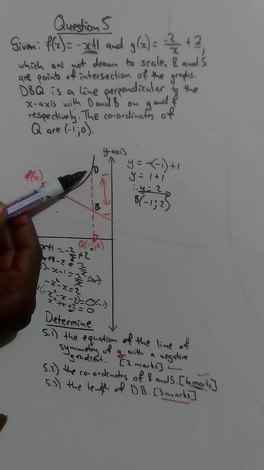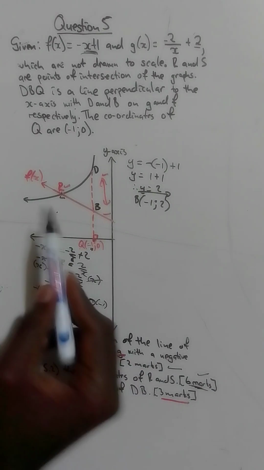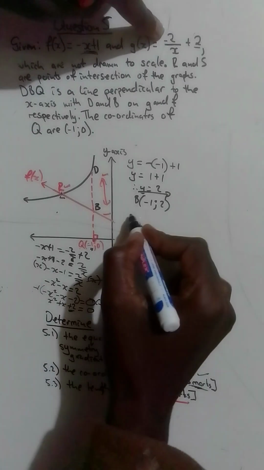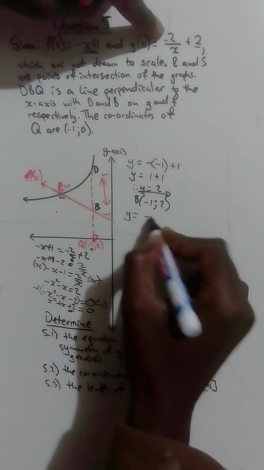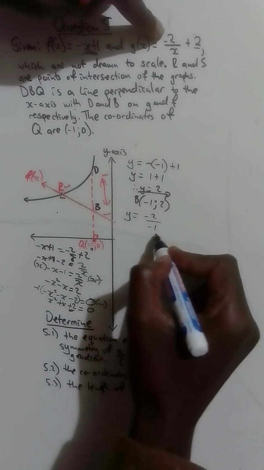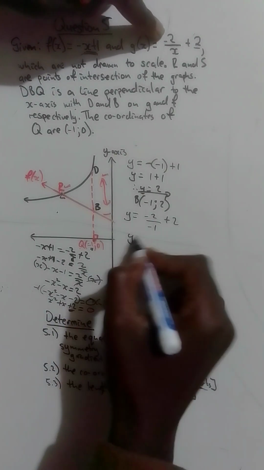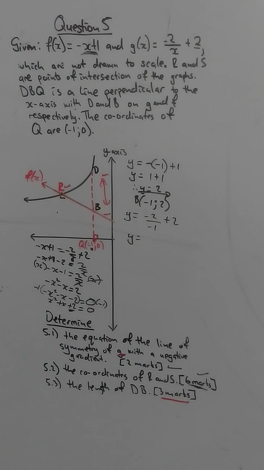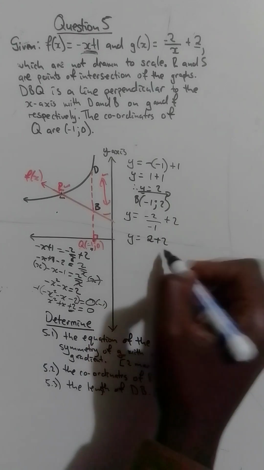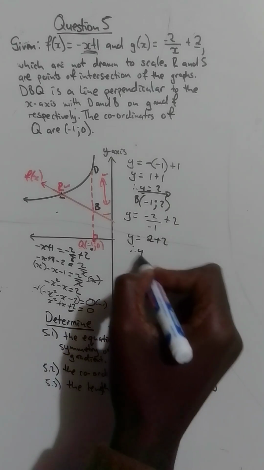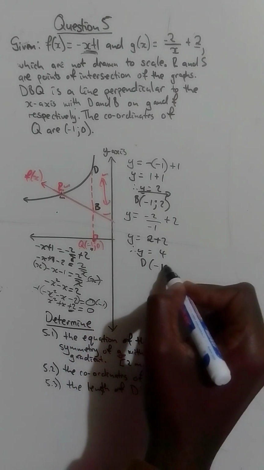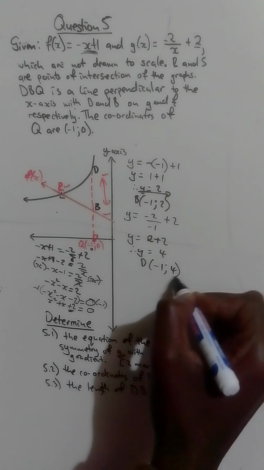Now let's go to point D. Point D is found on the hyperbola. And what is the equation for the hyperbola? G of x is equal to -2 over x. So we say y is equal to -2 over -1, since we know the x-coordinate is -1. Negative times negative is a positive, and 2 divided by 1 is equal to 2. So we've got 2 plus 2, therefore y is equal to 4. Now we know that at point D, our x is -1 and our y is 4, right?